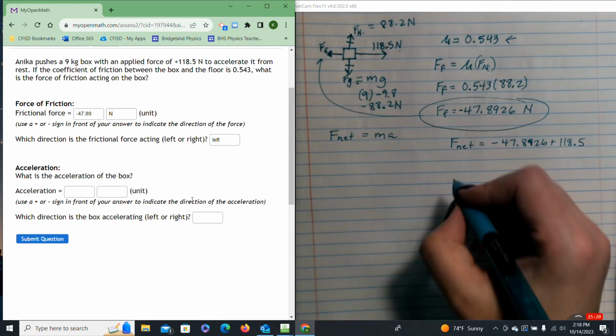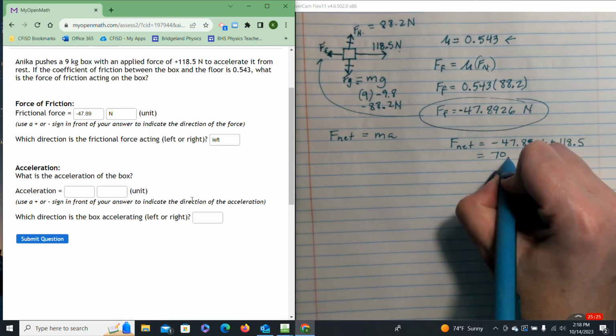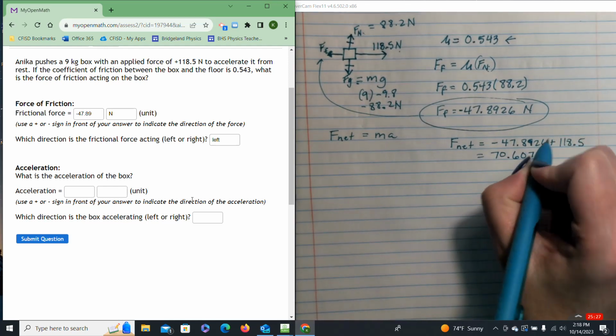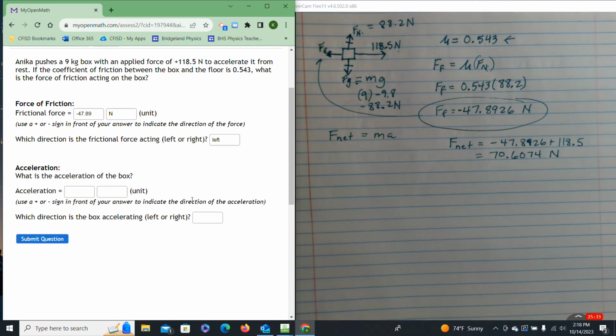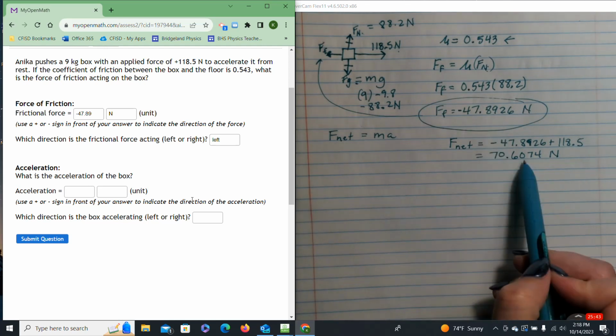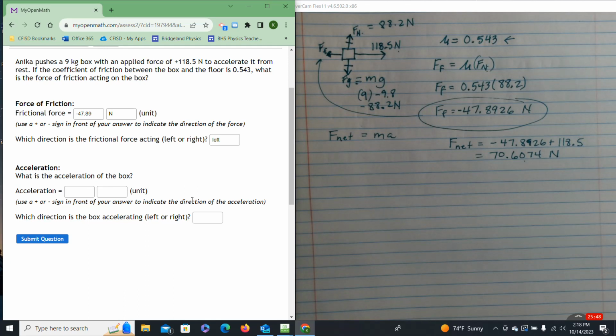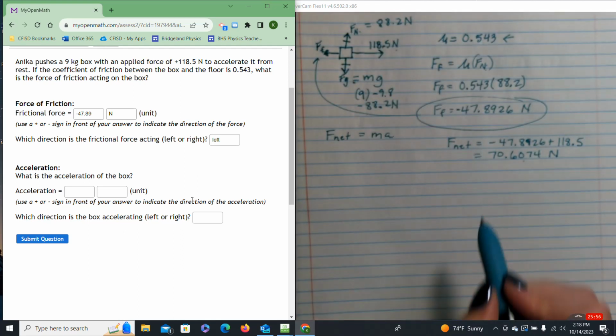So let's go ahead and write it out. F net is 70.6074. You'll notice that I am not rounding any of my numbers, and that is because whenever I want to enter something into MyOpenMath, it does require me to enter my answers to the hundredths place, 2 decimals. But if I start rounding numbers up here and then using rounded values to solve for values down here and then using rounded values to solve for here, I may end up being off. So I'm going to stick with the whole value that's actually in my calculator without rounding it for all of my calculations.